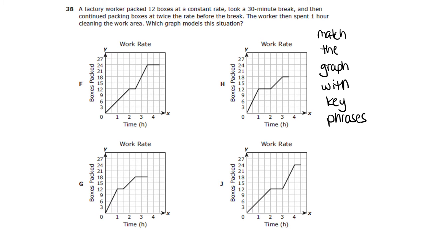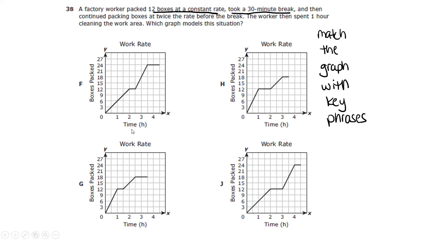All right, so first hint, all you have to do is take your key phrases and make sure they make sense in your problem. There's only going to be one answer choice that has all the phrases. So first, it says a factory worker packed 12 boxes at a constant rate. Constant means that it has to be going up at the same time each time. So 12 boxes, they all have 12, and they all appear to be constant. So nothing there.